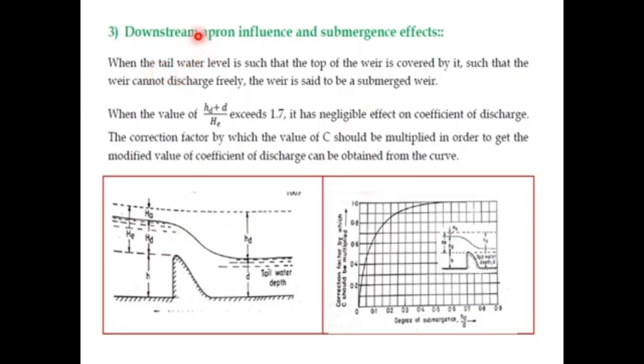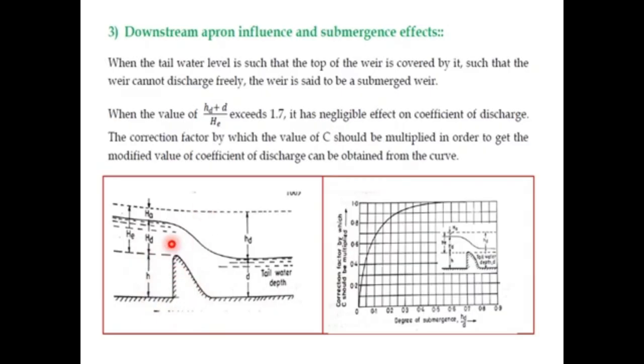And also there is an influence of the downstream apron as well as the submersion effects. So when the tailwater level, which is given by D, is such that it reaches the top of the weir, somewhere here, that means it will submerge the ogive weir, and then it is called a submerged weir.